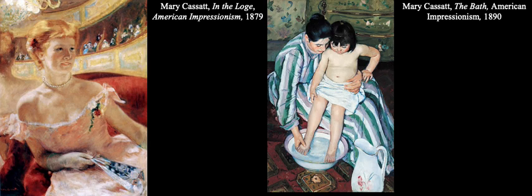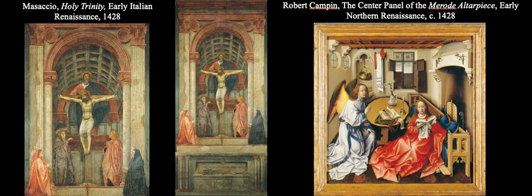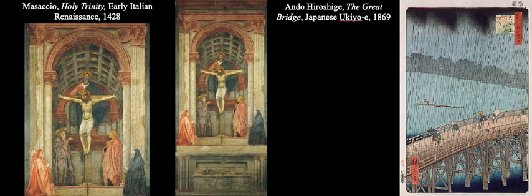And just to remind you of some of the things that we've talked about in this class, I give you Masaccio's Holy Trinity and Robert Campin's center panel of the Merode Altarpiece. They're done about the same time, 1428. But the image on the left is all about perspective, and the image on the right, it's just not that important. The image on the left was one that had informed art makers in the West for a really, really long time. Good artists rendered three-dimensional space. But in other parts of the world, this was less important.